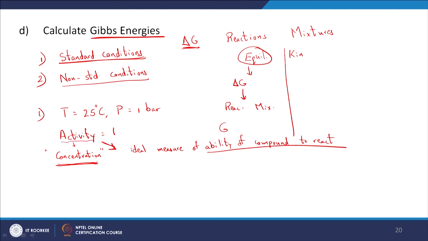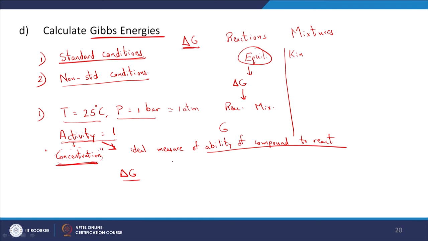So standard conditions, what are they again, please? Temperature being 25 degrees centigrade, pressure is 1 bar, which is more or less equal to, I guess, 1 atmosphere, but not so, you can look this up. And activity, which we can approximate by concentration in some cases, is equal to 1, right? So again, now we need to calculate Gibbs energies, right? So in general, we are always concerned with delta G values too.